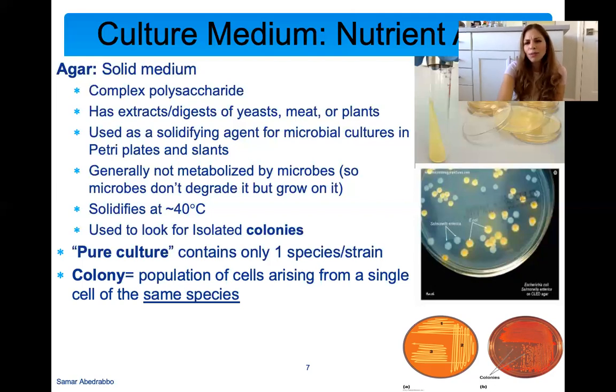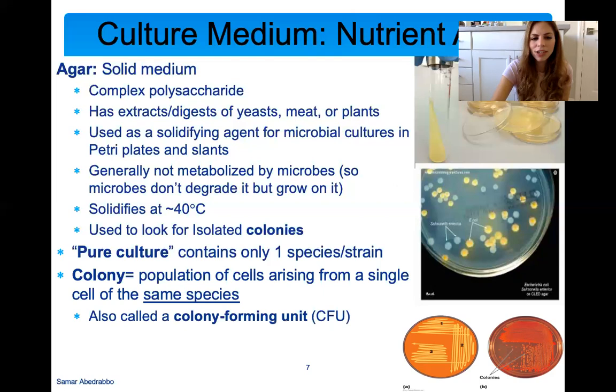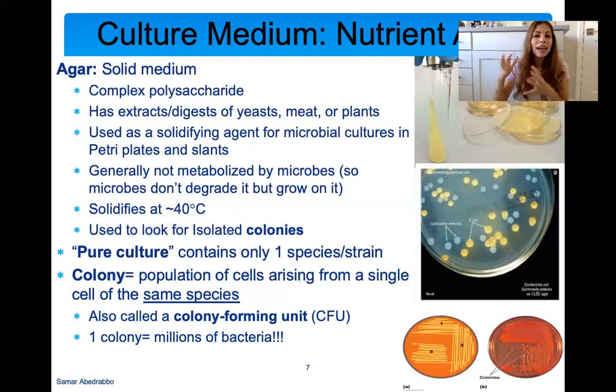And a lot of times students ask me, is that one bacterium? And the answer is no. Remember, we cannot see a bacterium with our naked eye, but I can see this with my naked eye. So for me to see this, it means that there are millions of bacteria in that really tiny circular colony. It's also called a colony forming unit, and keep in mind, it's millions of bacteria that originated from the same species.